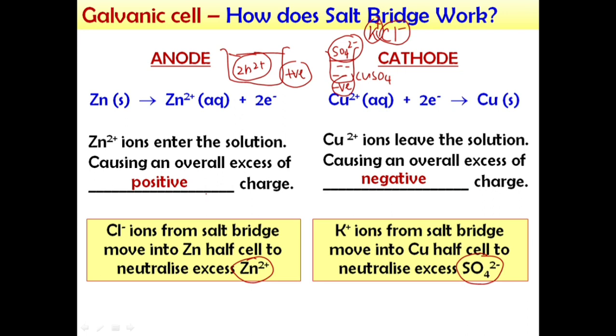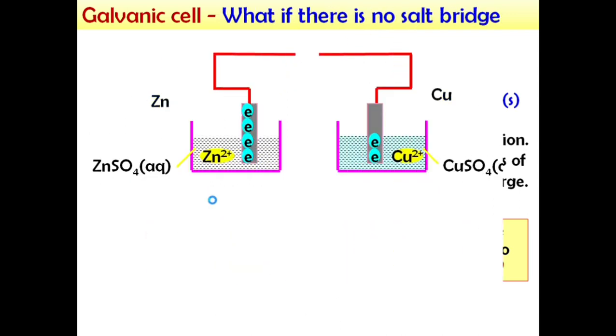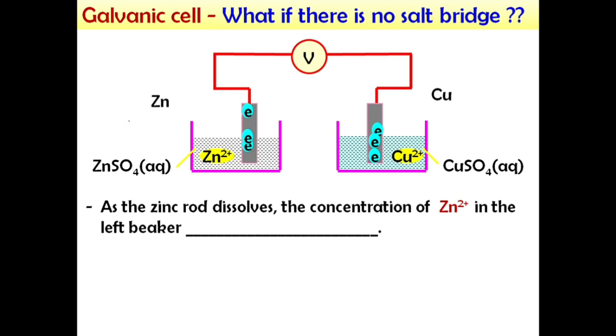Jadi, bila salt bridge ions ini dapat neutralizekan the excess positive and negative charge, the electrical neutrality is maintained. Okay, what if there is no salt bridge in the galvanic cell? Apa yang berlaku? So, kalau kita tengok dekat zinc, we know that it will release electron and produce zinc 2+ ion. So, makin lama makin banyak zinc 2+, menyebabkan the concentration of the positive ion increase. Okay? Jadi dekat sini banyak positive charge ion.